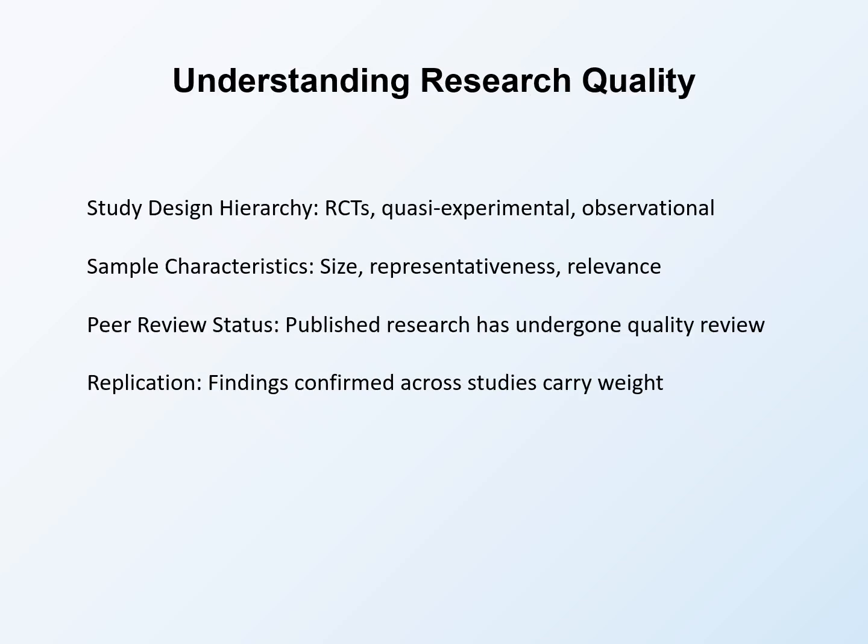Not all research is created equal, and understanding research quality helps you prioritize the strongest evidence. The study design hierarchy reflects how well different designs establish cause and effect relationships. Randomized controlled trials, or RCTs, sit at the top because random assignment to treatment and control groups controls for confounding variables. Quasi-experimental designs use comparison groups without randomization and provide moderately strong evidence.